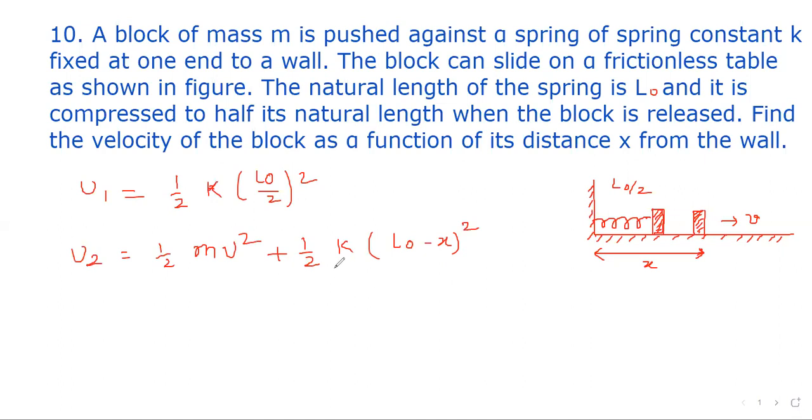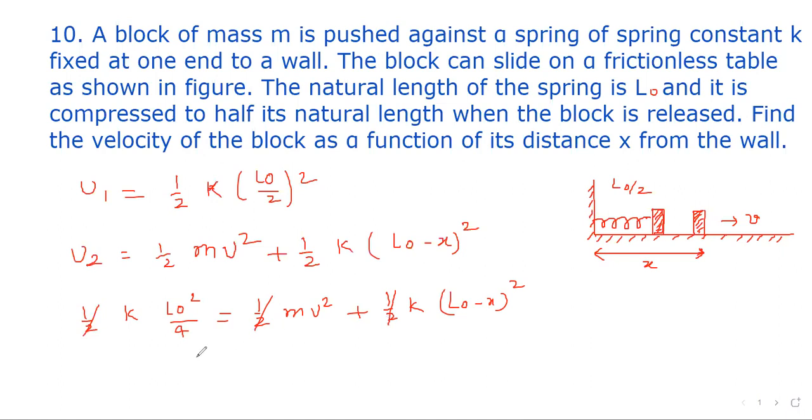According to the energy conservation principle, the two energies must be equal. So 1 by 2 k L0 square by 4 must be equal to half mv square plus 1 by 2 k times (L0 minus x) whole square. So we can find the velocity. So the half will cancel out.